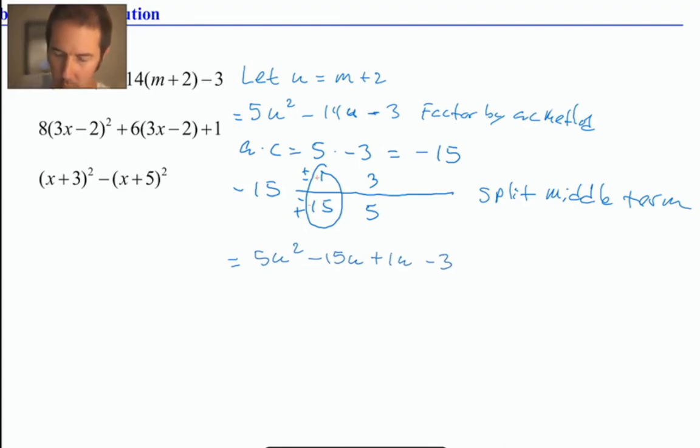Let's switch it up. If we had written it up that way, it still would have worked, but in the second group, we would have ended up factoring out a +1 again. And so since we already saw an example where you factor out a +1, I'm going to switch those two middle terms so that the factoring by grouping process looks a little bit different. So let's write this as +1u minus 15u, sorry, minus 3, there we go.